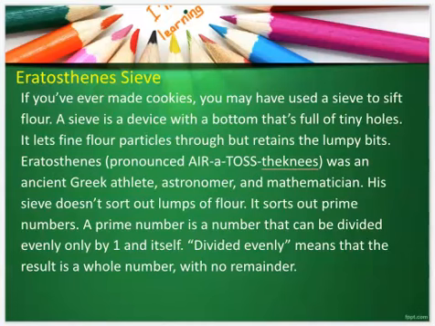Eratosthenes was an ancient Greek athlete, astronomer, and mathematician. His sieve doesn't sort out lumps of flour, it sorts out prime numbers. A prime number is a number that can be divided evenly by only 1 and itself. And when we say divided evenly, we mean that the result is a whole number with no remainder.